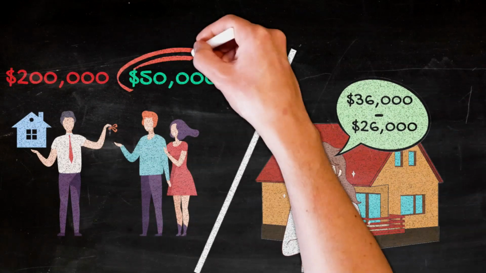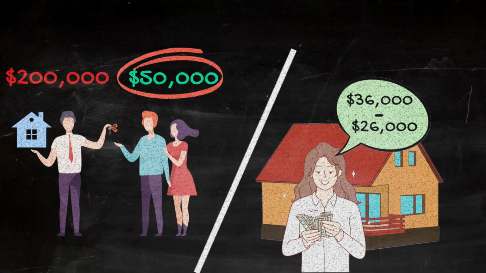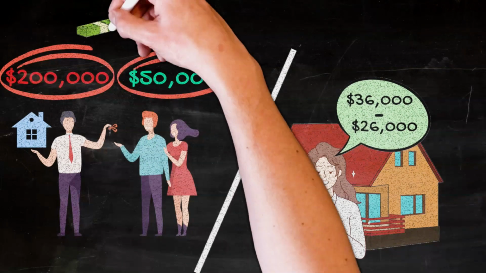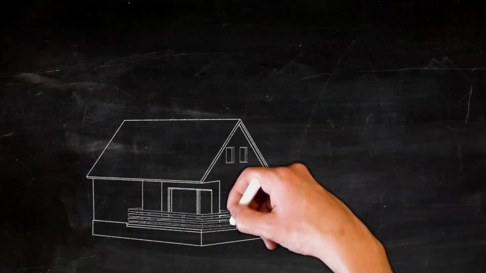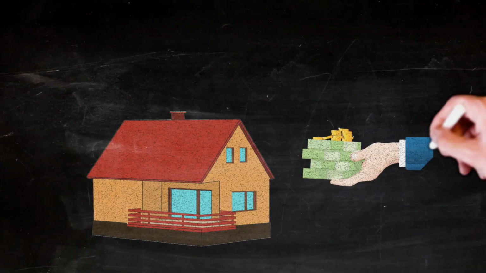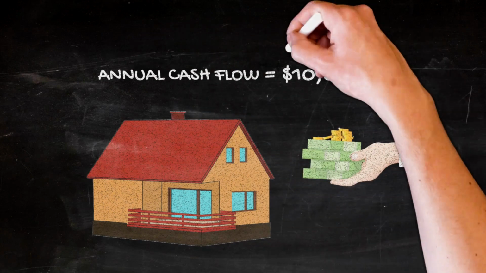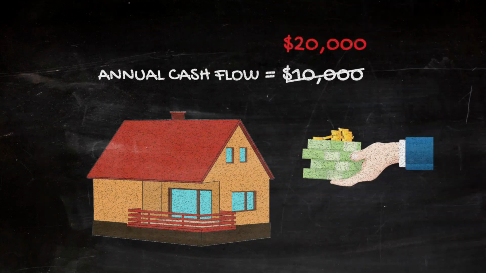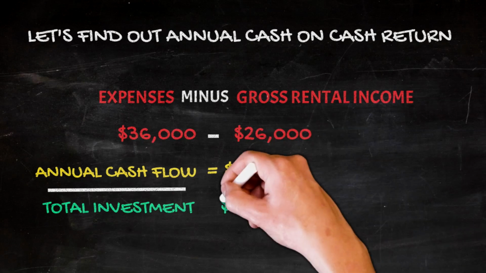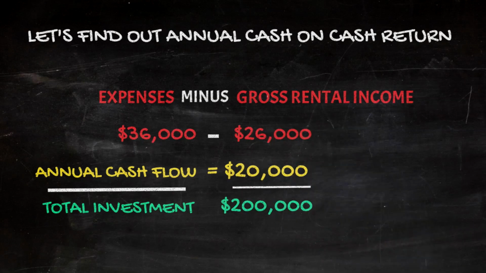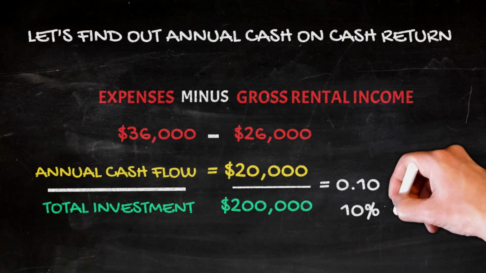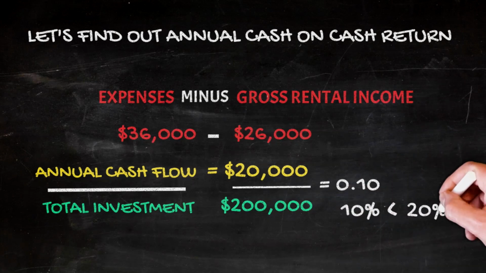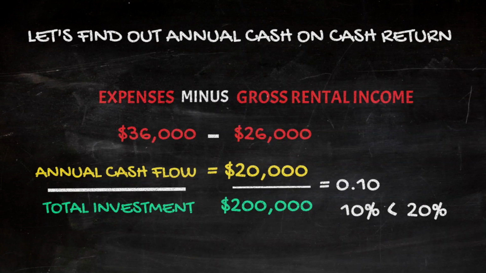What's interesting is that if instead of putting down $50,000, you paid the entire $200,000 purchase price in cash, your cash-on-cash return would be a lot less. Let's say that without loan payments, if you paid all cash, your cash flow on this property would be $20,000 instead of $10,000. So taking the $20,000 and dividing it by $200,000 equals 0.1, which translates to just 10% cash-on-cash return, which is obviously significantly less than the 20% cash-on-cash return you were getting with the $50,000 down example.